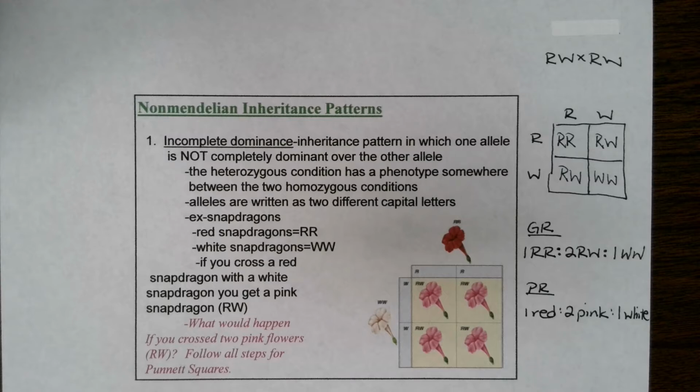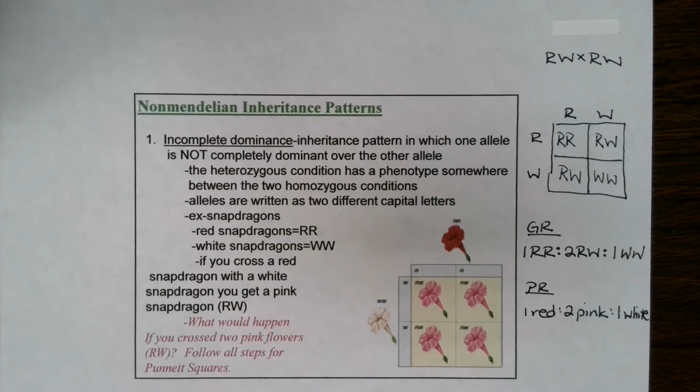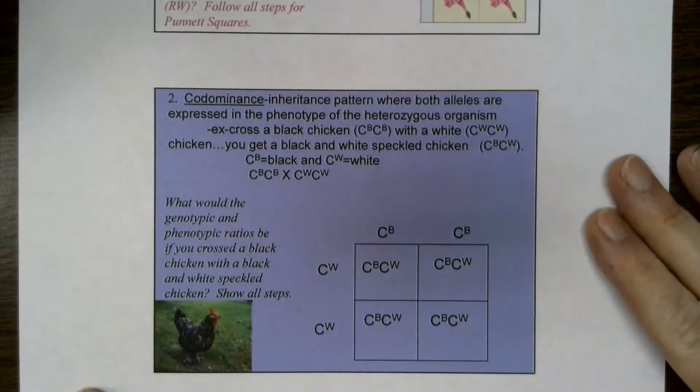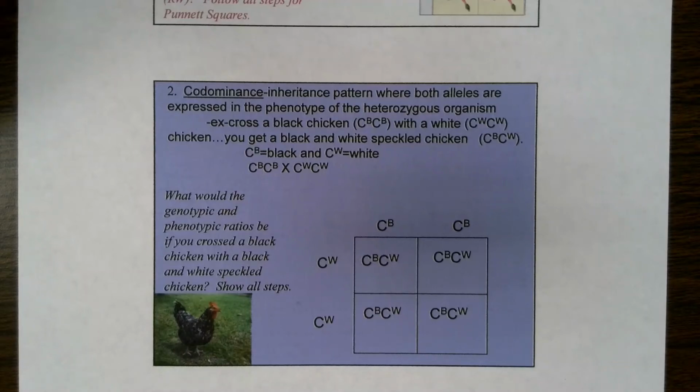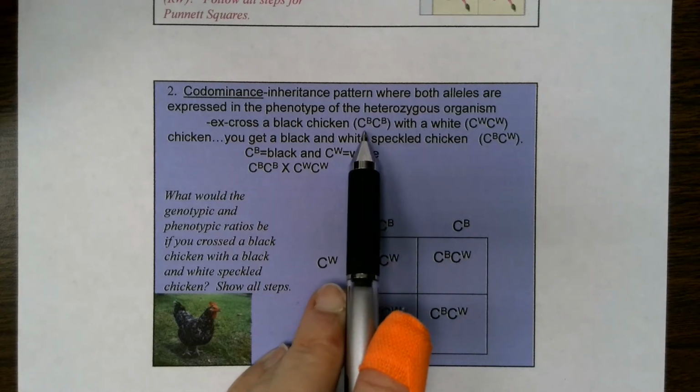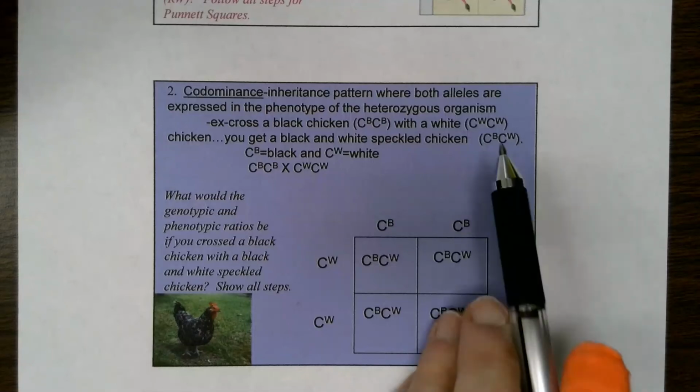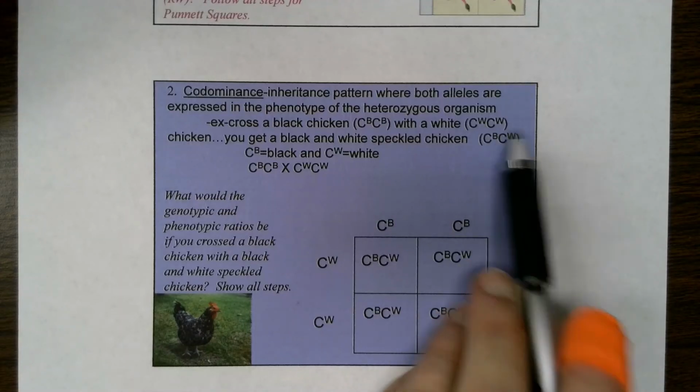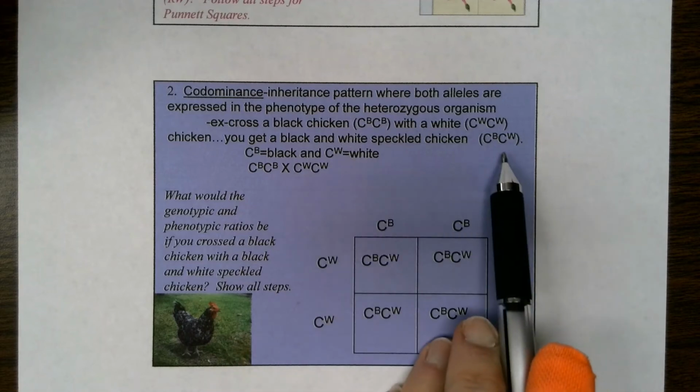And so not to be confused with the next one, which is called codominance, okay? So that's incomplete dominance. You get an intermediate phenotype. Remember, the prefix co means together, okay? So this is an inheritance pattern where both alleles will be equally expressed in the phenotype of the heterozygous organism, right? So in this type of problem, we use a capital letter with a capital superscript, okay? So if we have a black chicken, we're going to use C for chicken and B for black, so C^B C^B, and we cross that with a white chicken, that's going to be C^W C^W, you get a black and white speckled chicken that's going to be C^B C^W in your heterozygous condition, okay?